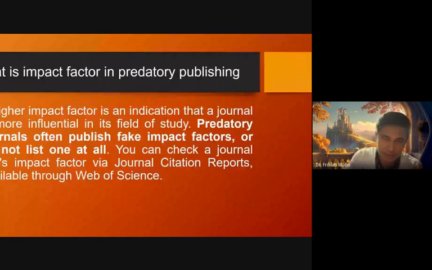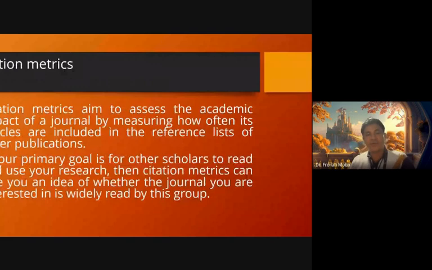Okay. Another is the citation metrics. Of course, these metrics aim to assess the academic impact of a journal by measuring how often the articles are included in the reference or how often they are being cited. Of course, our primary goal as a researcher or scholar is to read and use, and of course cite, the research, using metrics that can give you an idea of whether the journal that you're interested in is widely read by this group. It's very important to check those figures, those metrics, from time to time, so that you are aware. Okay.